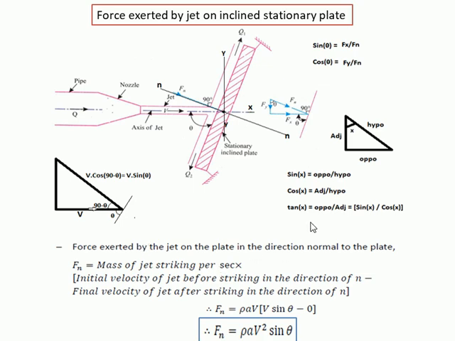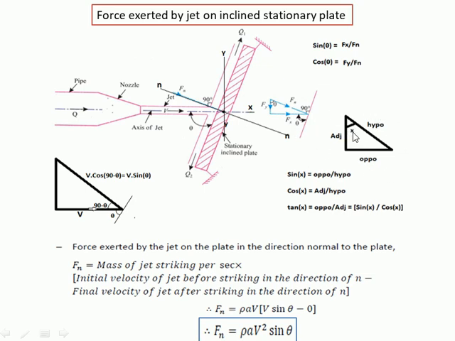This is the diagram which shows the stationary plate which is inclined at an angle theta. This is the normal direction n n, this is the y direction y y, and this is the x direction x x. So the force exerted by the jet on the plate in x direction is Fx, the force in y direction is Fy, and the force in n direction is Fn.